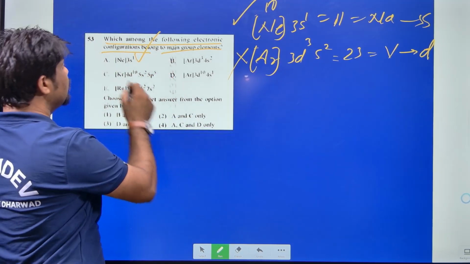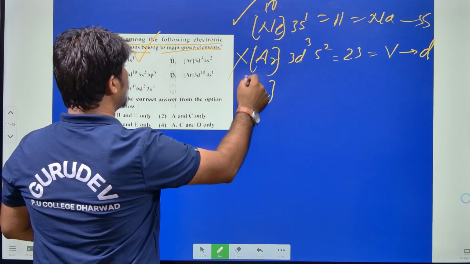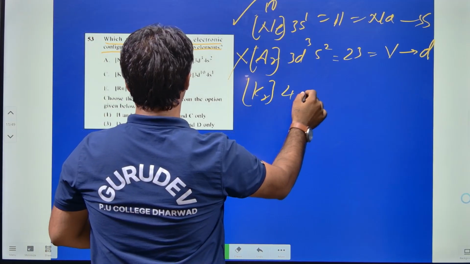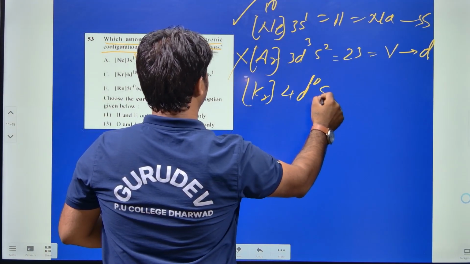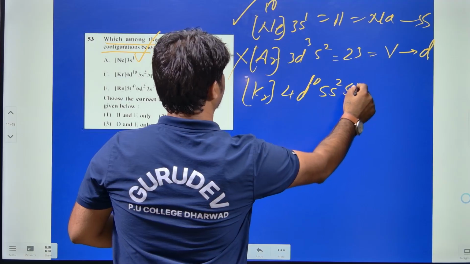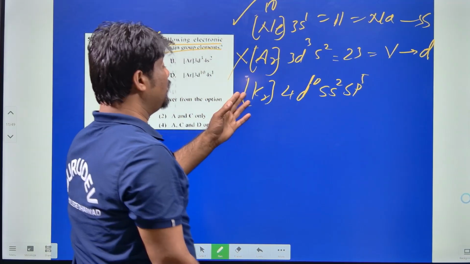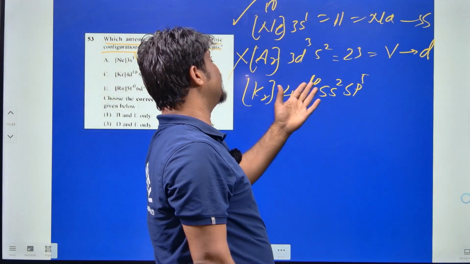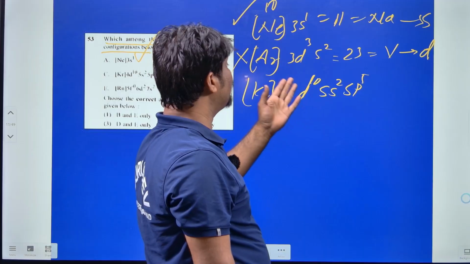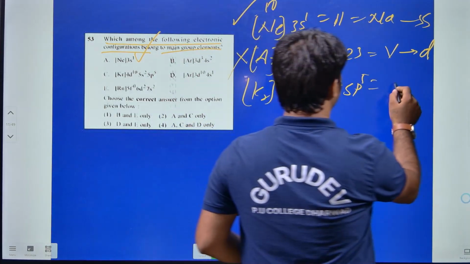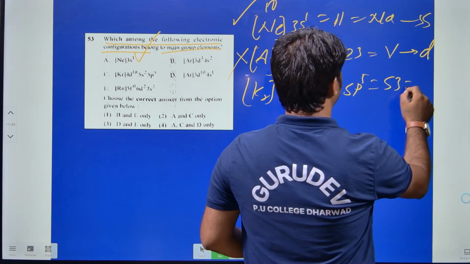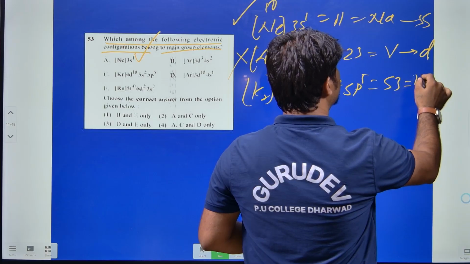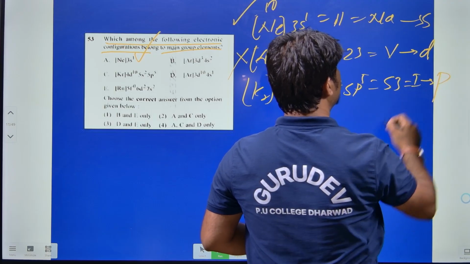Well, go to the next one. That is krypton 4d10 5s2 5p5. Krypton is 36. 36 plus 10, 46. 46 plus 1, plus 2, plus 5, totally it will become 53. 53 is iodine. Iodine also belongs to the P block element.